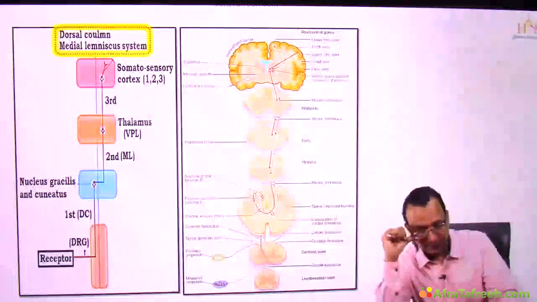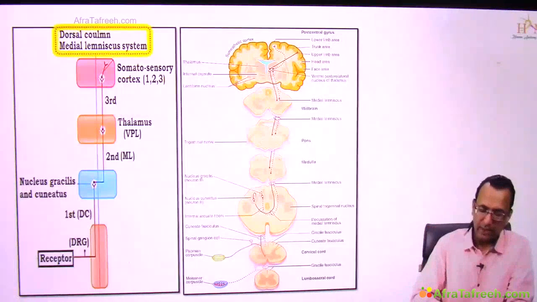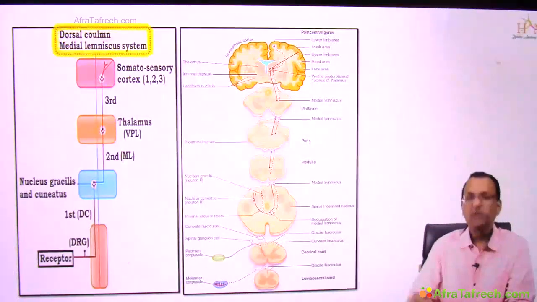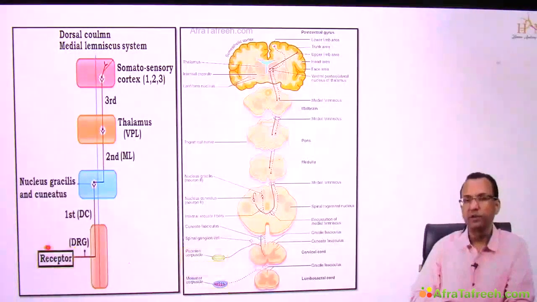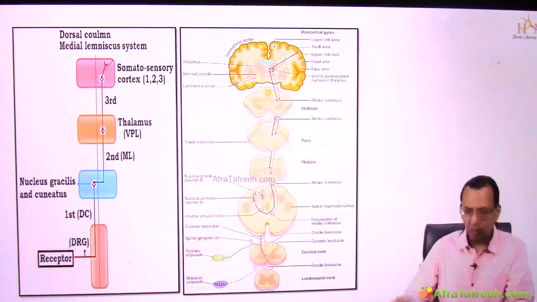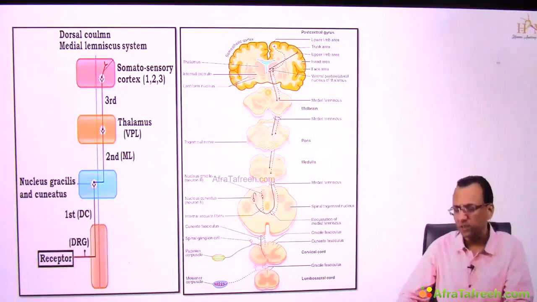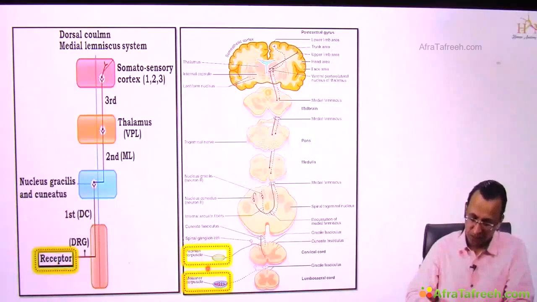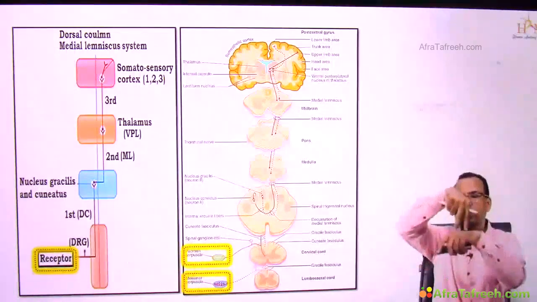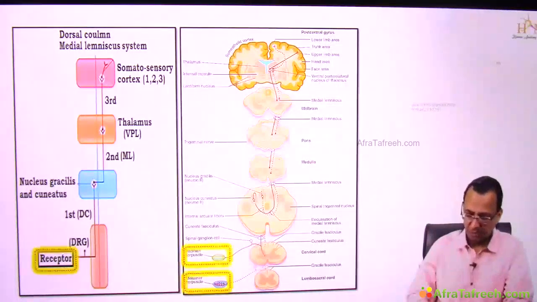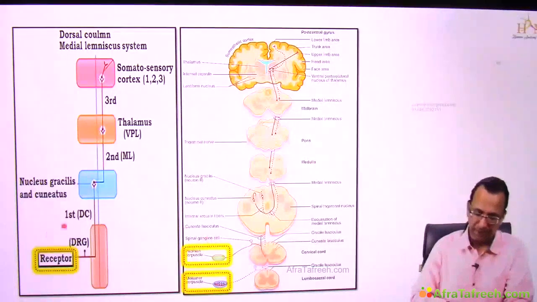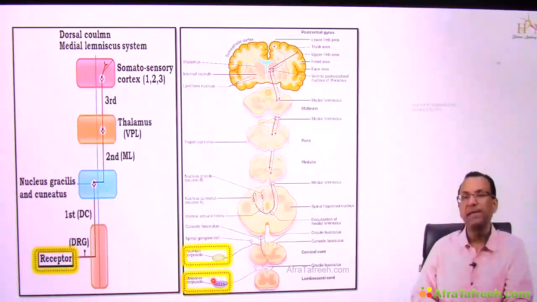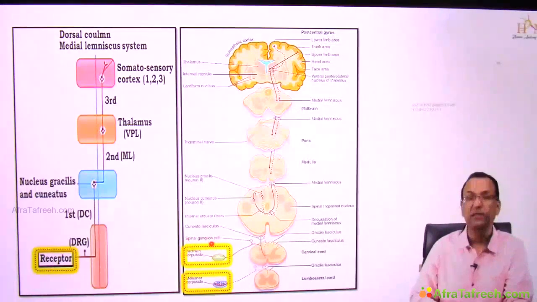So let's do that. When you're talking about the dorsal column medial lemniscal system, what is the receptor you're thinking about? They are the Meissner corpuscle and the Pacinian corpuscle. What is the Meissner corpuscle for? Do you remember we have discussed, Meissner corpuscle is for two-point discrimination. And what is the Pacinian corpuscle for? Pressure, and not only pressure, but also vibration. So the receptors here are Meissner for two-point discrimination and Pacinian for pressure and vibration.